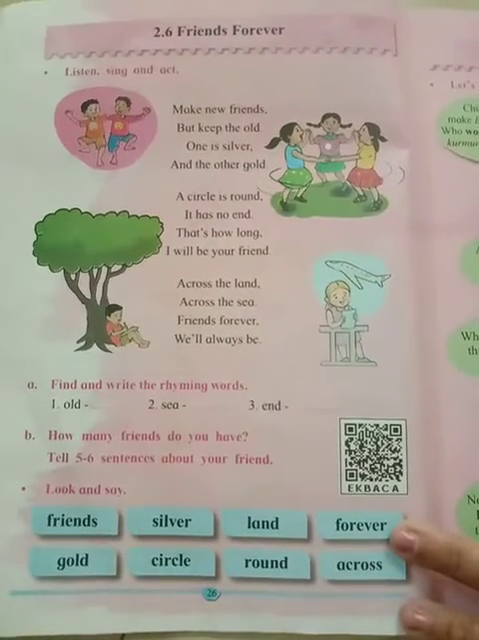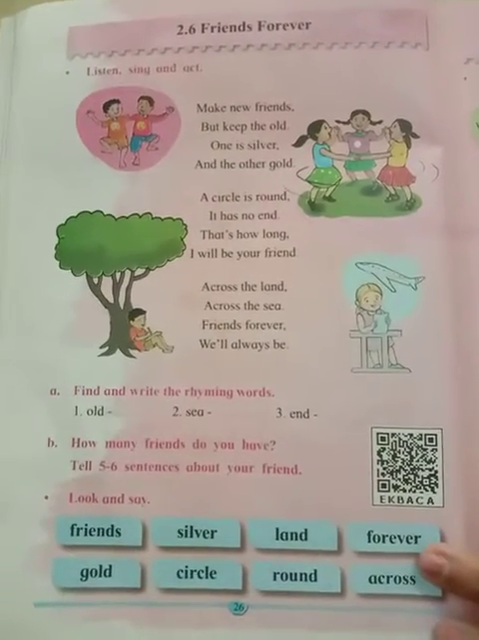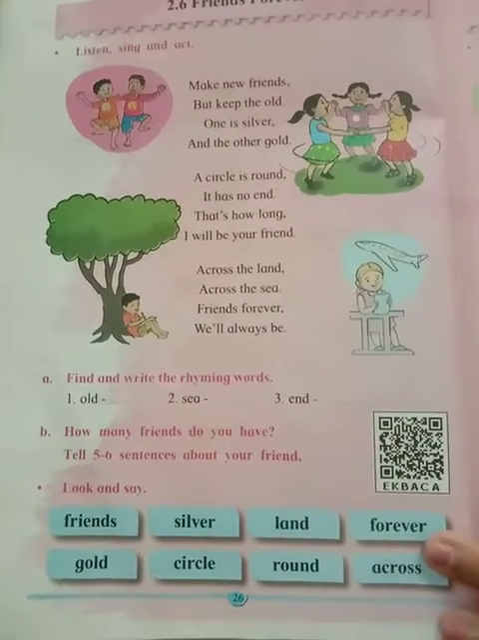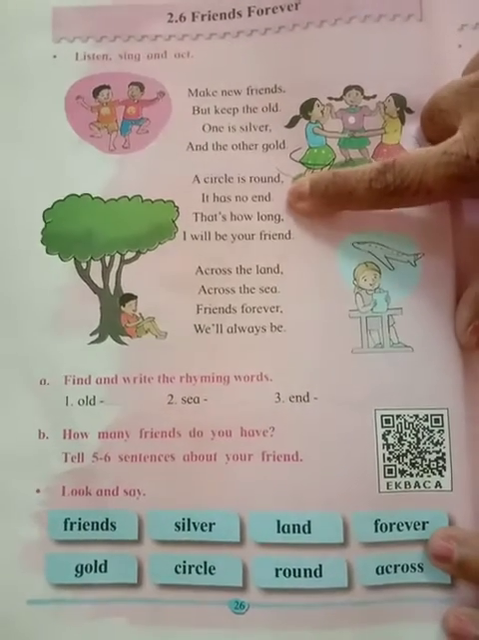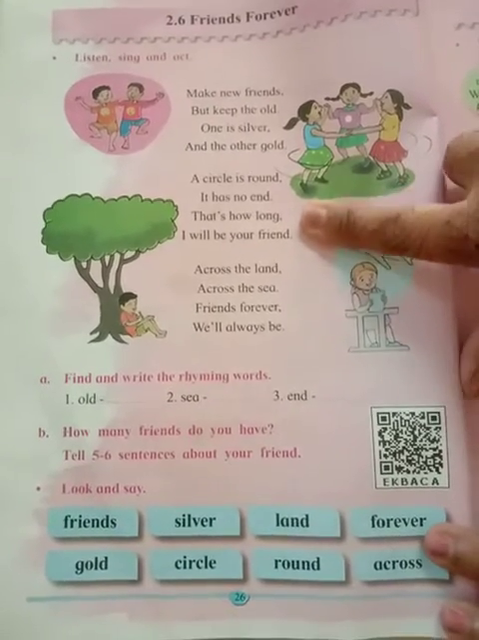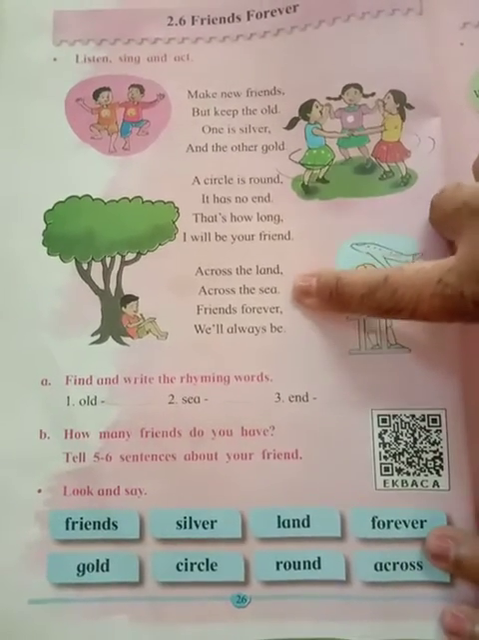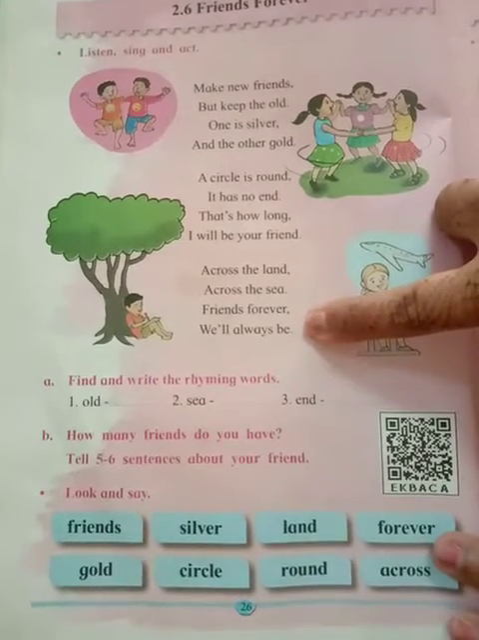So how it is, just see, make new friends but keep the old. One is silver and the other gold. A circle is round, it has no end. That's how long I will be your friend. Across the land, across the sea, friends forever, we will always be.